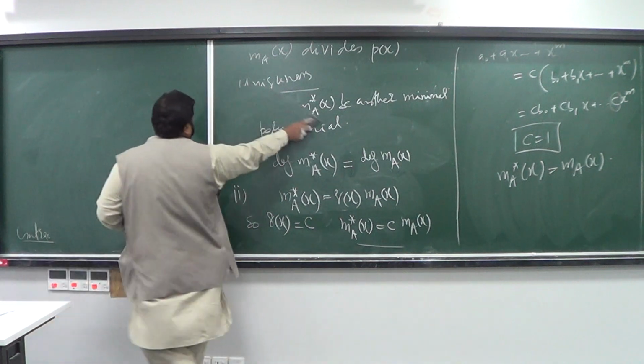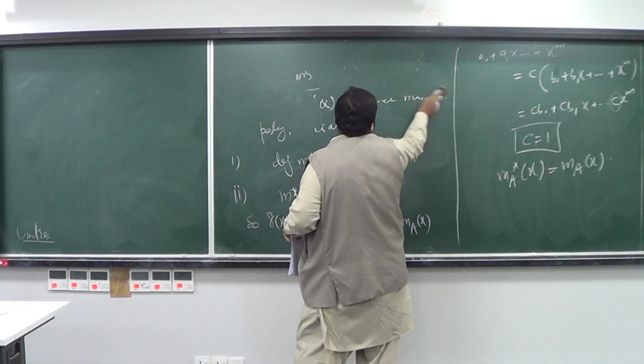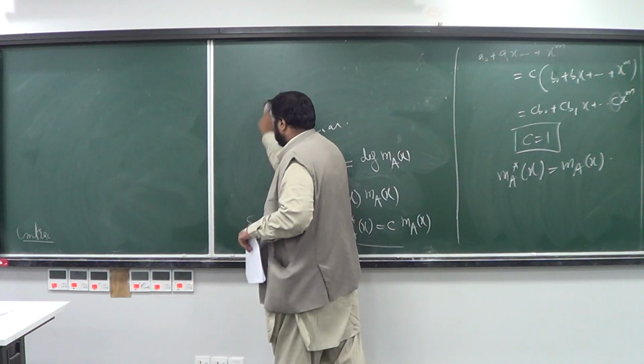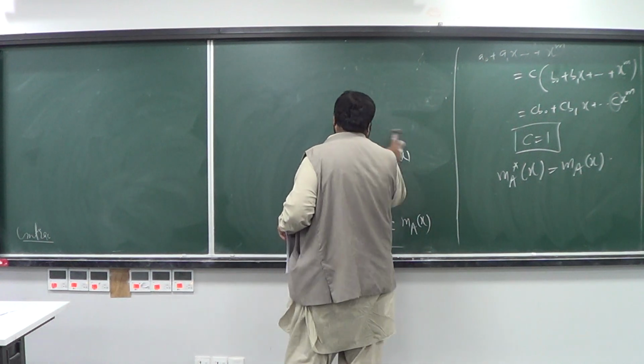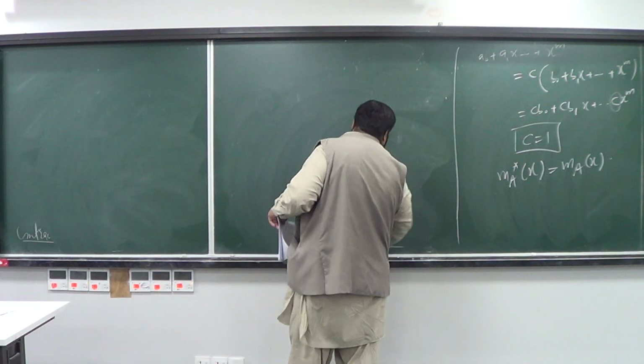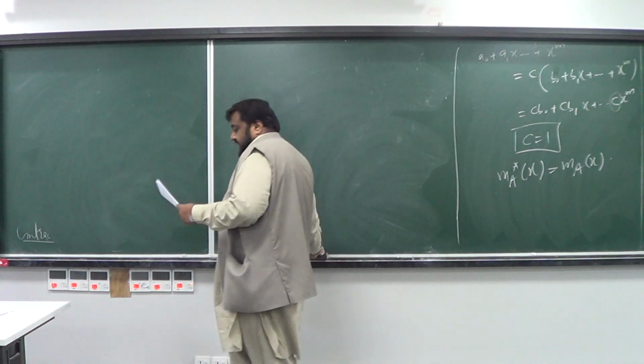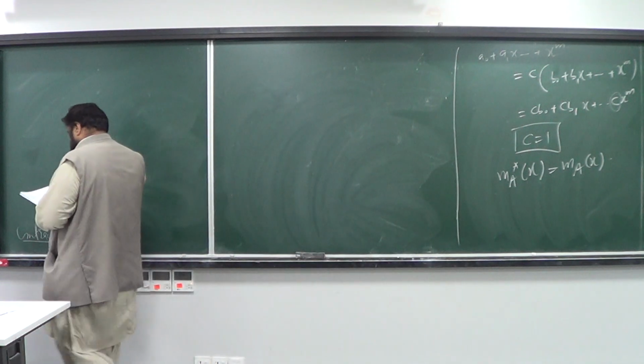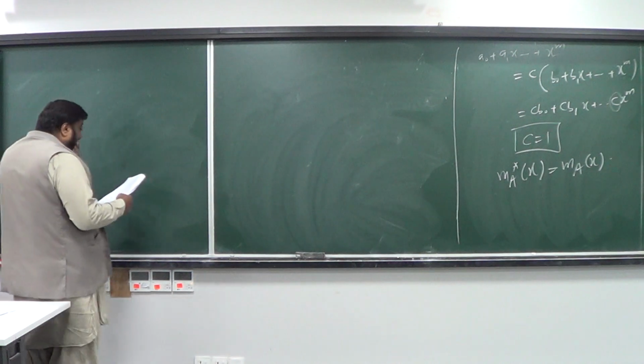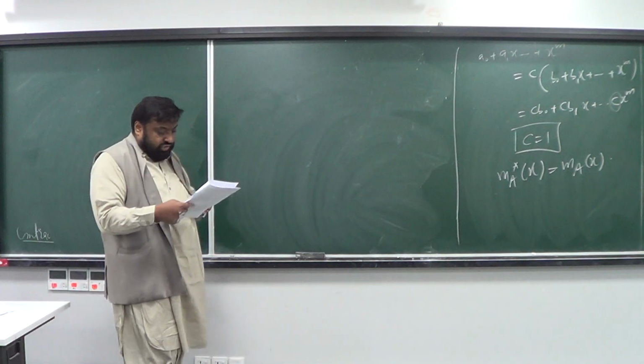Now I'm going to tell you, if you have been given a matrix, how to find its minimal polynomial. What is the strategy to find its minimal polynomial?